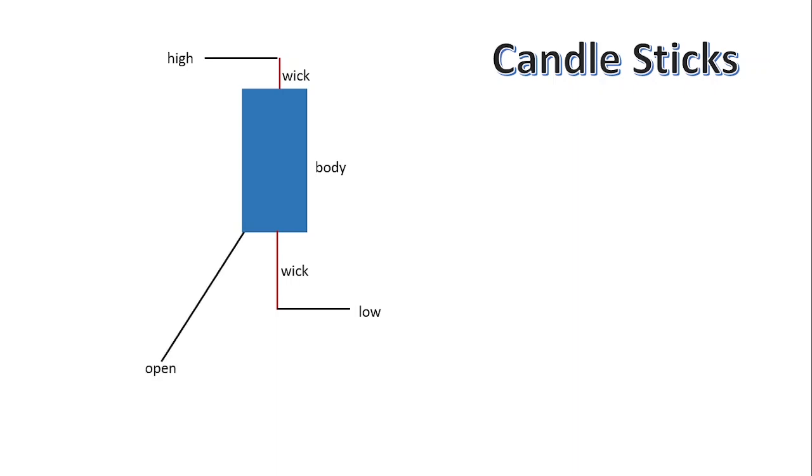And then on the bottom left of the body, we have the open, which tells you the price at which this candlestick started forming. And then at the bottom right, or sometimes it's the top right, we have the close, which tells you the price at which this candlestick stopped forming. So now let's go to the charts to demonstrate what a candlestick looks like.